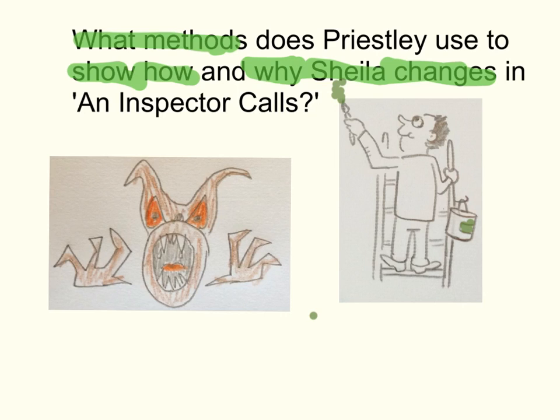I've highlighted the key words. You know that's my process. What methods does Priestley use to show how and why Sheila changes in An Inspector Calls? Well, as you can see from my luminous green paint, I've locked in the words what methods, show, how and why, and Sheila changes. Those are the core features of that question.